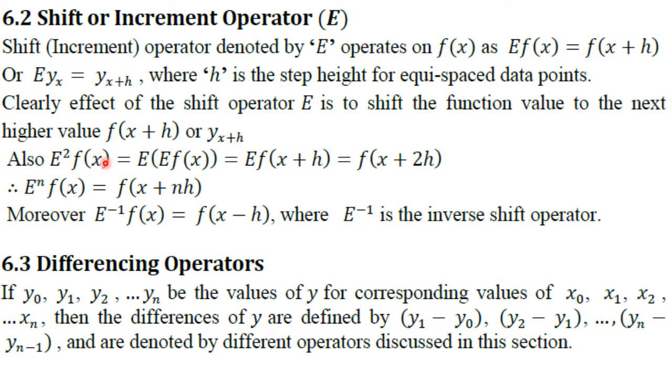If you operate this two times, like at one time we have already applied E and then we are applying on the second time, so second shift, so f of x plus 2h. But students, if you want to go back, like the previous value of the function, then what you are going to do is, E to the power minus 1 of f of x is equal to f of x minus h, where E to the power minus 1 is the inverse shift operator.